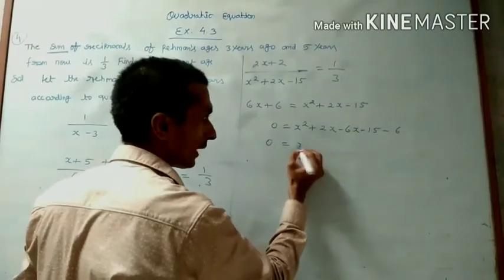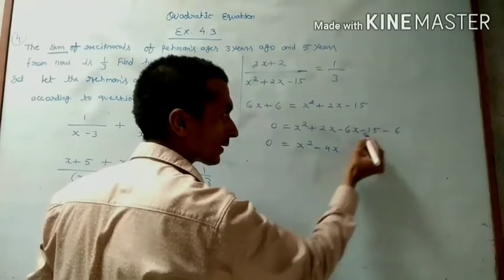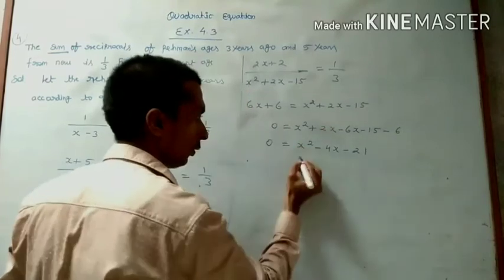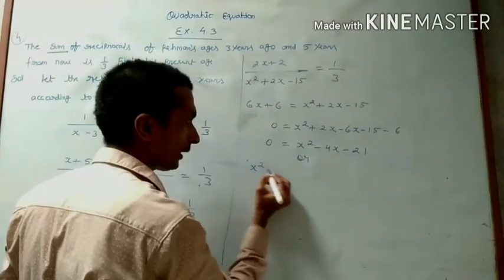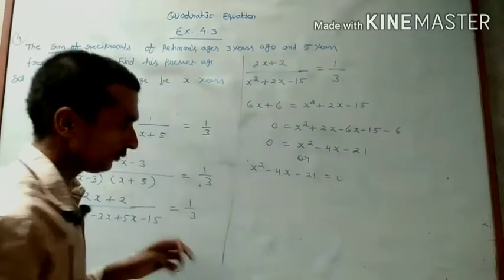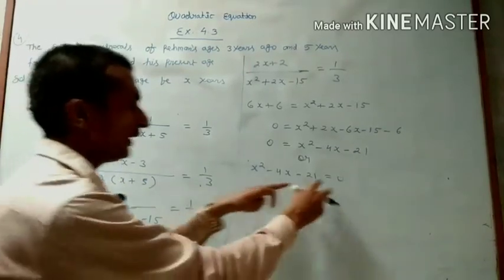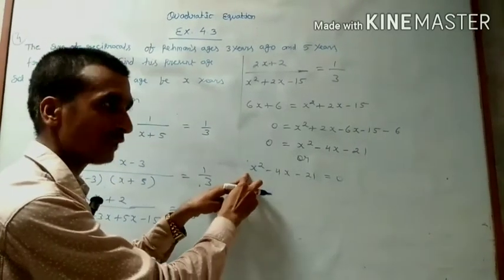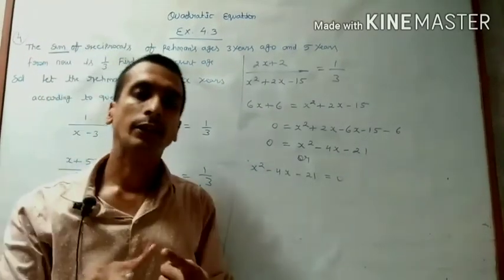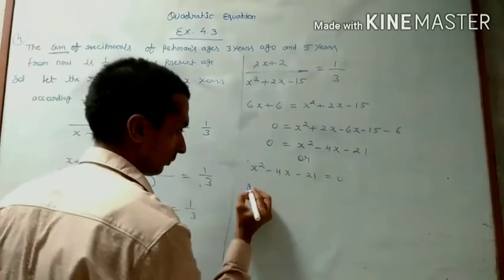So 0 equals x square minus 4x minus 21, or x square minus 4x minus 21 equal to 0. This equation we solve by the middle term splitting method. What are the factors of 21? 7 times 3 is 21, and 7 minus 3 is 4. The bigger number has a negative sign, so you will take 7 as the negative number.